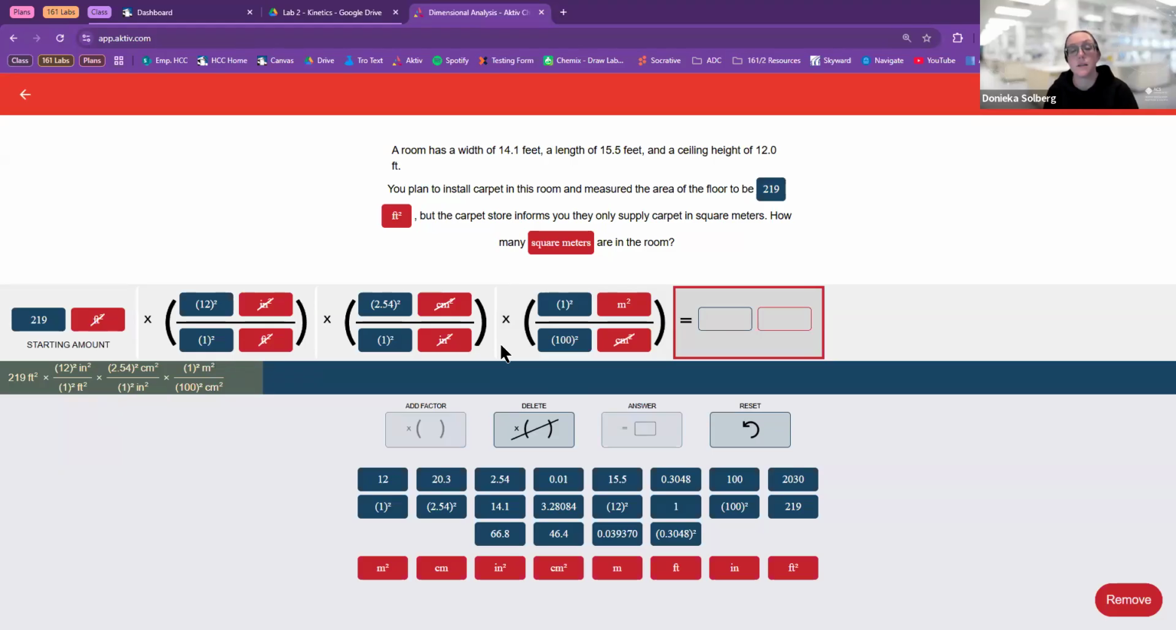So again, if you want to reattempt any of these problems, just shoot me an email. I can reset them for you. It's really not a big deal, and it's really good practice.